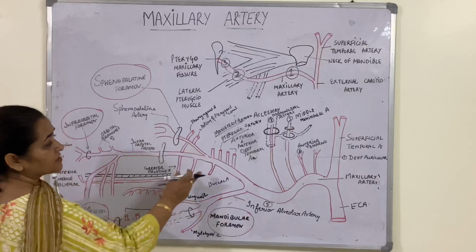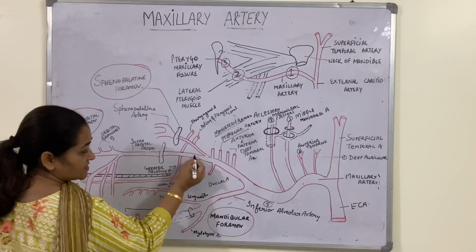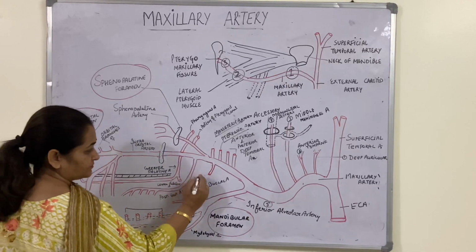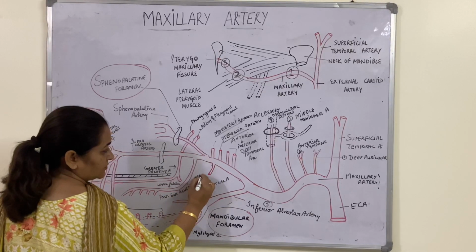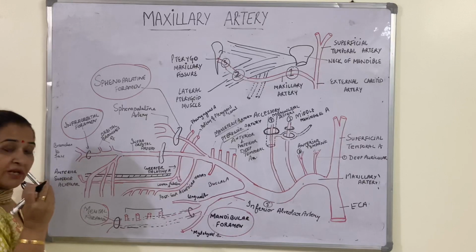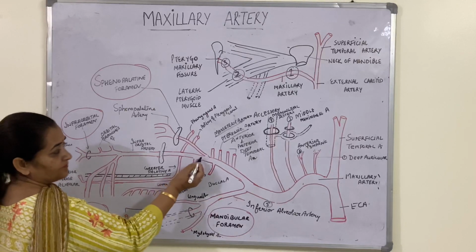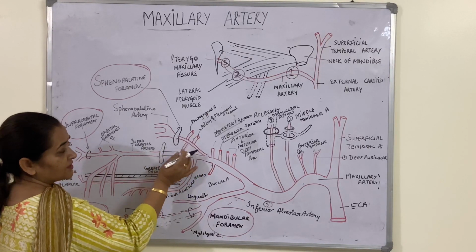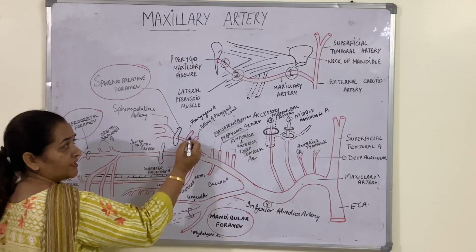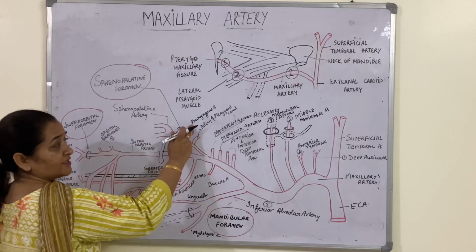Now the next branch: this artery enters between the two heads of the lateral pterygoid. Once it enters, it gives a branch, the posterior superior alveolar artery. This posterior superior alveolar artery supplies the posterior teeth of the upper jaw. Then another branch arises, the artery of the pterygoid canal, which passes through the pterygoid canal, and then the pharyngeal artery, which passes through the palatovaginal canal and supplies the pharynx portion.